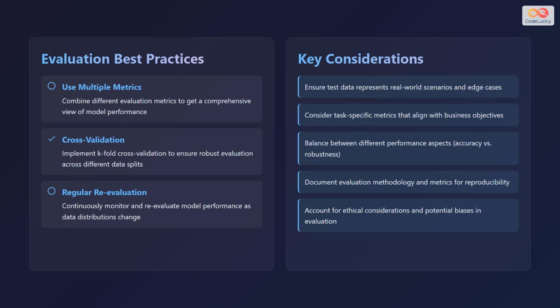Now, some key considerations are: ensure test data represents real-world scenarios and edge cases. Consider task-specific metrics that align with business objectives. Balance between different performance aspects such as accuracy versus robustness. Document evaluation methodology and metrics for reproducibility. Account for ethical considerations and potential biases in evaluation.